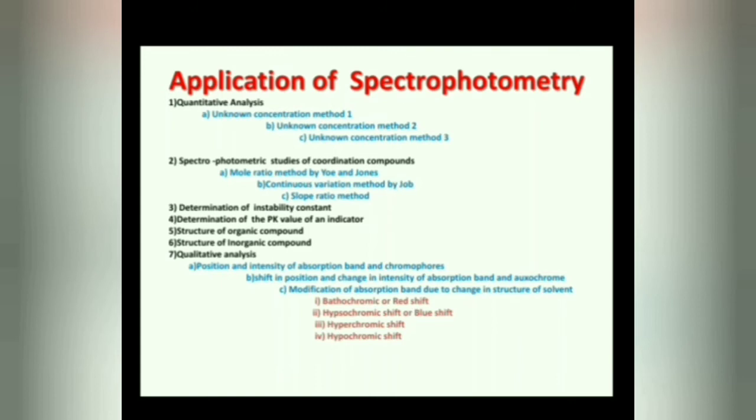Let us see the third application, that is nothing but the determination of instability constant. The mole ratio method has been used to determine the instability constant of complexes. If the complex is represented by MRn, where M is the metal ion and R is the reagent, then the reaction may be written as M plus nR is equal to MRn. Then we get the concentration of the particular species, and from this we can easily find out the degree of dissociation of the particular complex.